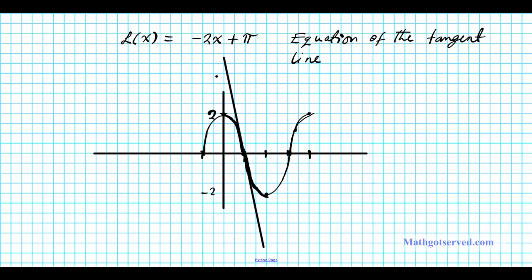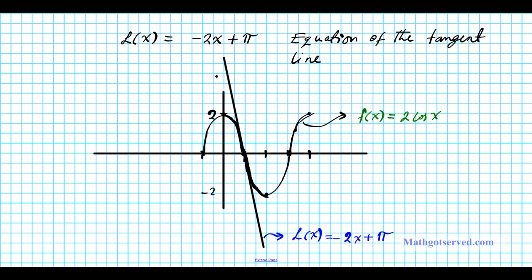Alright, so let's go ahead and label what we have. This is the function, let's make that green, f of x equals 2 cosine x. And then this is the tangent line. We chose to call it L of x. We don't want to call it f of x so we don't get confused, okay? So the tangent function is negative 2x plus pi.